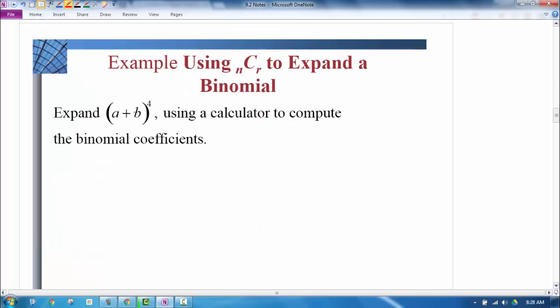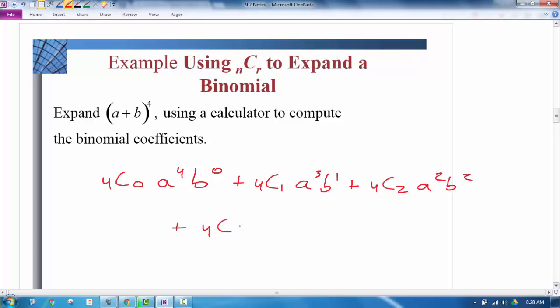So if we're going to expand a plus b to the 4th power, as an example, then we would do 4c0, or you can start with 4c1, it doesn't matter. Then you have a to the 4th, b to the 0th, plus 4c1, a to the 3rd, b to the 1st, plus 4c2, a squared, b squared, plus 4c3, a to the 1st, b to the 3rd, plus 4c4, a to the 0th, b to the 4th. So you could simplify this. This comes from the 4th row of Pascal's triangle.